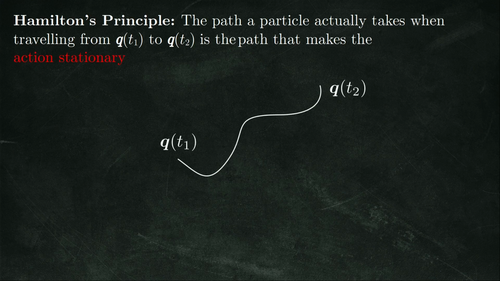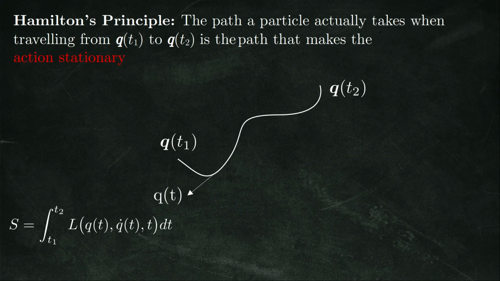So if here's our physical path from its start point to its end point, we're going to call the coordinates of the particle along this path q of t. And the action, as we calculate by integrating the Lagrangian along this path, we're just going to call S, as we did before. Now, if we consider a slightly different path, a path that's close to the real path but maybe slightly deviated from it in some way, we can call the coordinates of this q plus delta q, where delta q tells us the difference between the two paths.